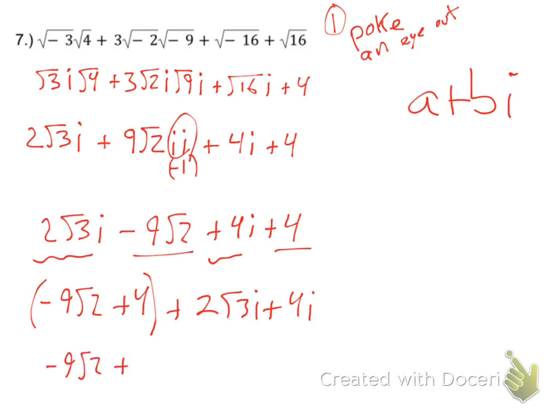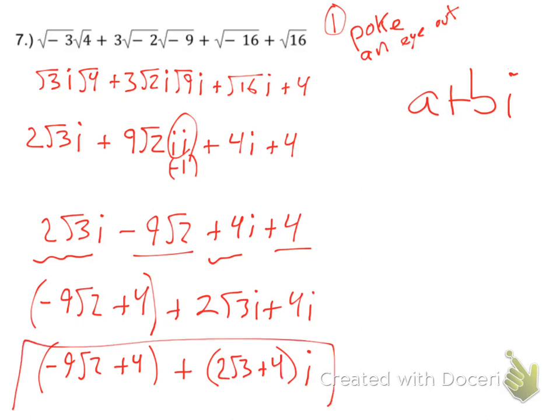I'm going to leave this alone because that is a. But can I factor i out? What's left with 2 square root of 3i if I take the i? What's left? If I take the i out, it's 2 square root of 3 plus 4. That is the answer that you guys should be providing, because this is a and that is b.